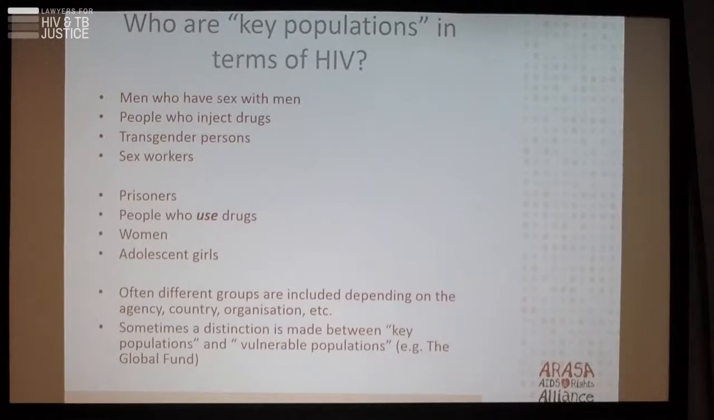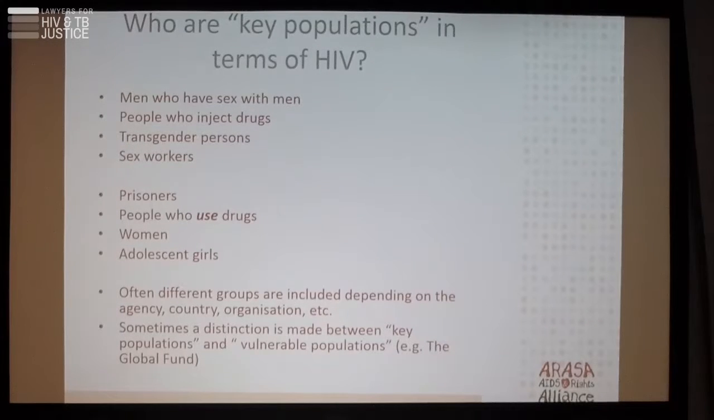In terms of HIV, the 4 most common groups that are usually cited, and I think these are the 4 official, quote-unquote, key populations currently listed by the Global Fund, are men who have sex with men, people who inject drugs, transgender persons, and sex workers. Some other agencies exclude sex workers and transgender persons for some reason. You'll find a lot of variation about how it's framed and which groups are included and excluded. In other documents, you'll find that prisoners are included as well, even migrants.